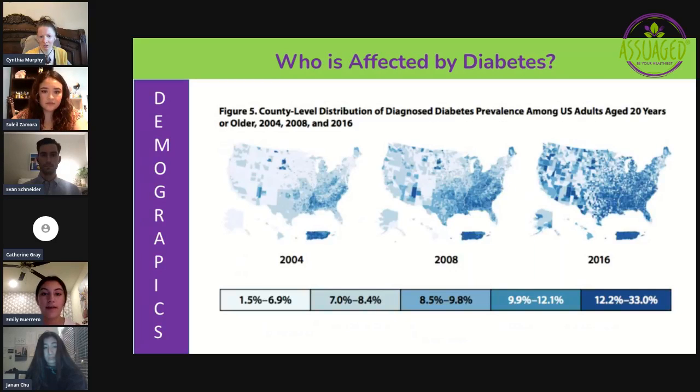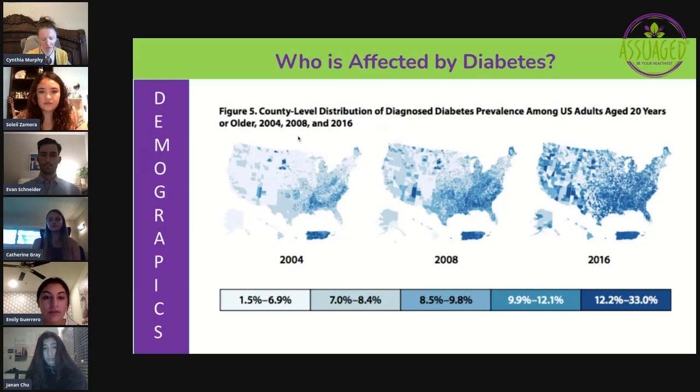We can go to the next slide. So these are the demographics of people diagnosed with diabetes in terms of locations in the U.S. This graph shows the trend in geographic distribution of diagnosed diabetes prevalence among adults above the age of 20, and it compares 2004 to 2008 and 2016. And you can see that the largest percentages are in the southeastern region of the U.S., and that's where more than 10.3% of the adult population living with diabetes is.